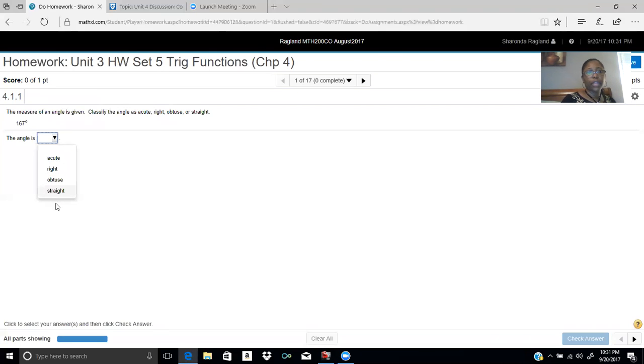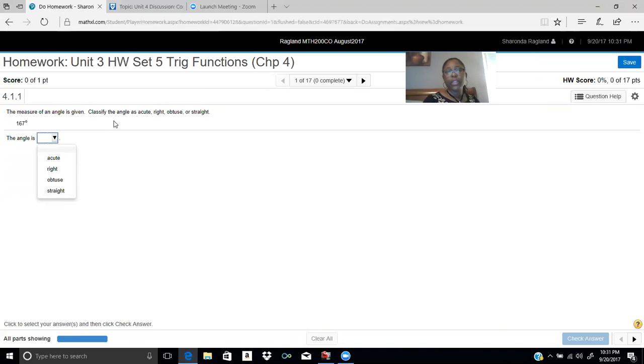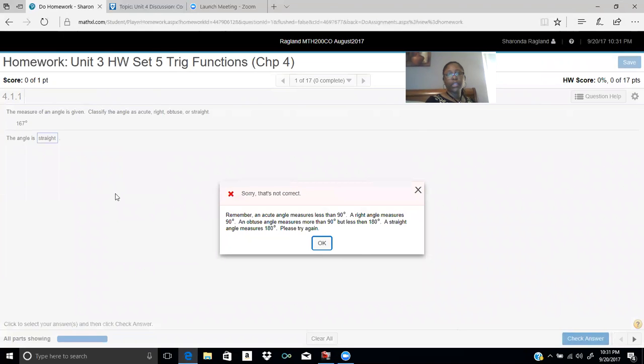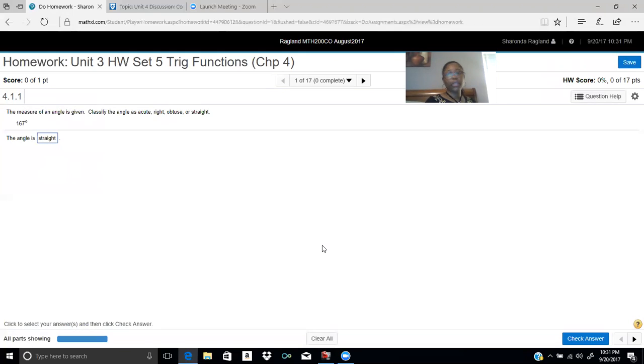And let's suppose that we didn't know what an acute angle or right angle or obtuse or straight is, okay? But the help, view an example, will always give you the definitions again. So I'm basically just trying to show you how to redo, okay? So let's say that this is a straight. Let's pick straight, and then let's check the answer. And so they're going to tell us some definitions, and we press again.